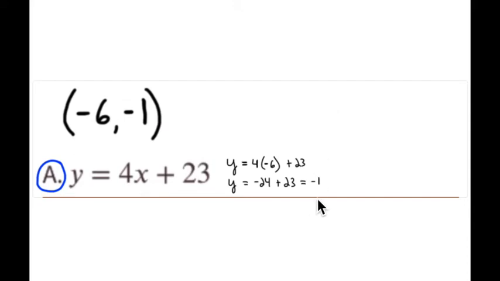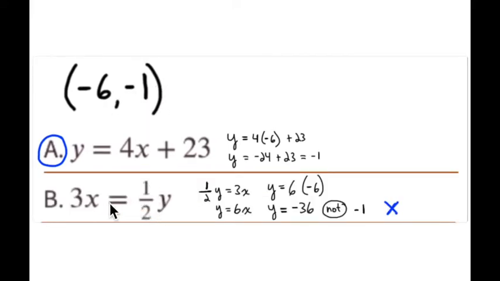So the next thing I did is I rewrote each of those equations in the slope-intercept form. That way you can just solve for y. You replace x with negative 6, and then you solve for y and see if you get the value of negative 1 for y. So y equals, and this is already in the slope-intercept form, so just replace x with negative 6, and y does in fact equal negative 1, which is the y coordinate. So again, I'm going to rewrite this equation in the slope-intercept form. That is y equals 6x. So you might practice doing that.